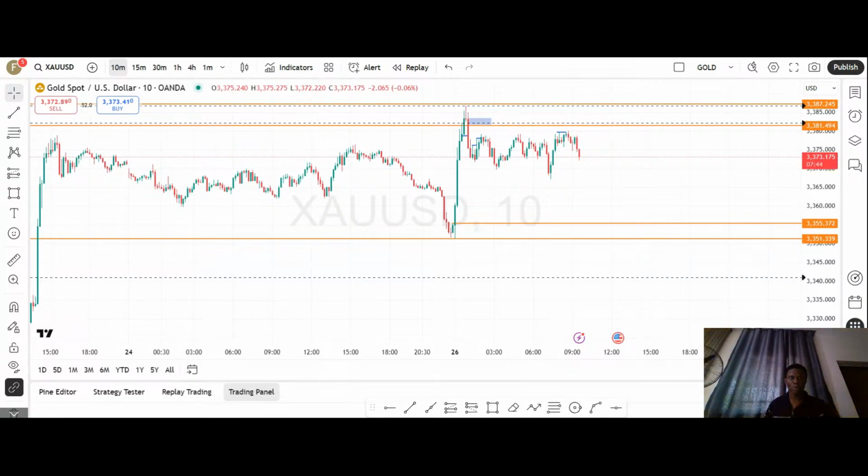So this is what I'm looking at on gold right now. These are some other pairs that I trade, but I don't usually post them because these pairs can be funky sometimes.